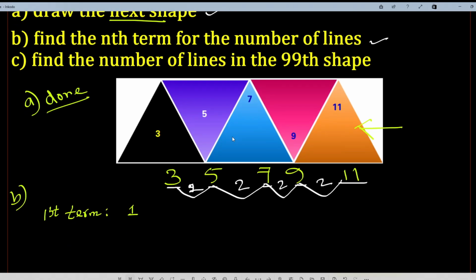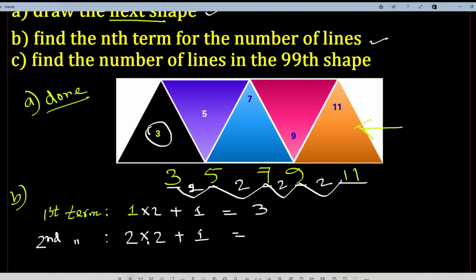So for the first term 1, the difference is 2, we multiply by 2, it means 2 times 1 is 2, and we need 1 more, then we will get 3. This is 3. So the second term means 2 times the difference, which is 2. We add 1. Look, 2 times 2 means 4, 4 plus 1 means 5.